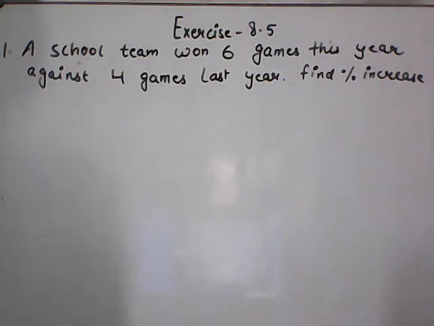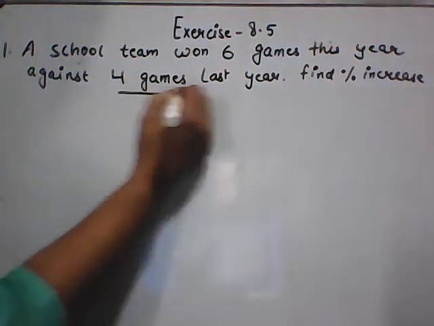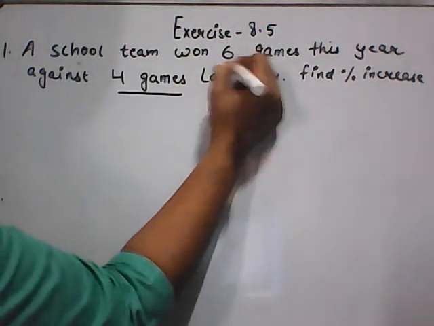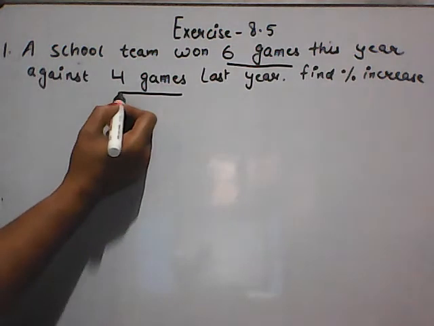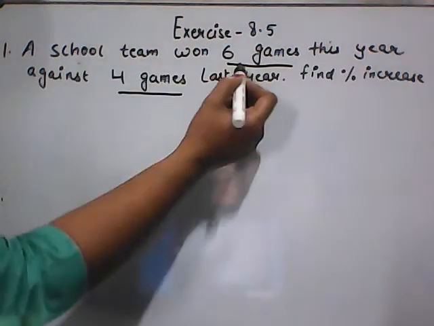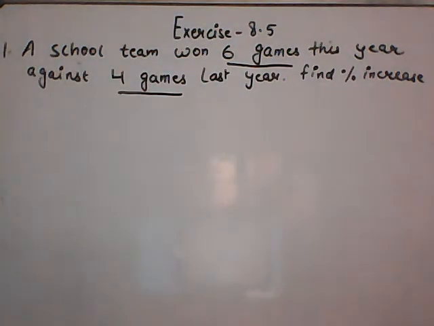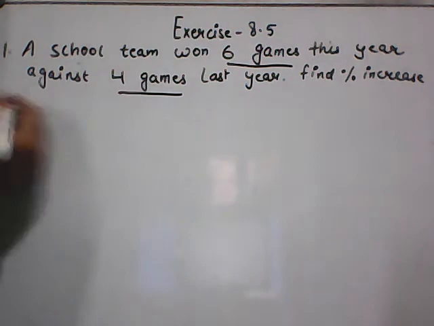In this question, a school team won 6 games this year against 4 games last year. That means last year the school team won 4 games, but this year the school team won 6 games. Now old value is 4 games, new value is 6 games. Here old value is less than the new value, so there is an increase. You have to calculate the percentage increase.